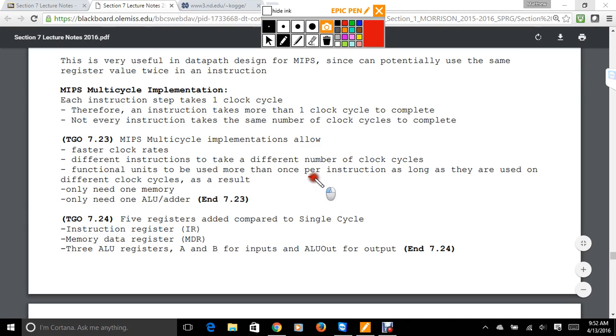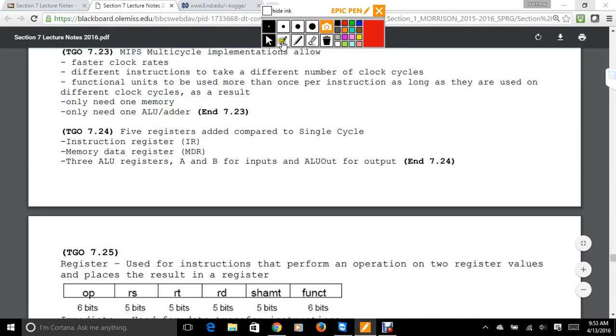Functional units are more than one. So remember in MIPS single cycle, we had this concept of control hazards. And the way we did it is we separated data memory and instruction memory. In multi-cycle data path, they are together. And we're going to be using them multiple times in the same instruction. Now, we'll show you how to do that. And so as a result, we only have one ALU and only one memory. And then we specifically have 5 registers added on top of what's normal.